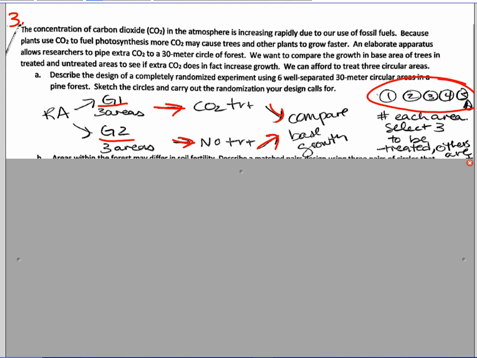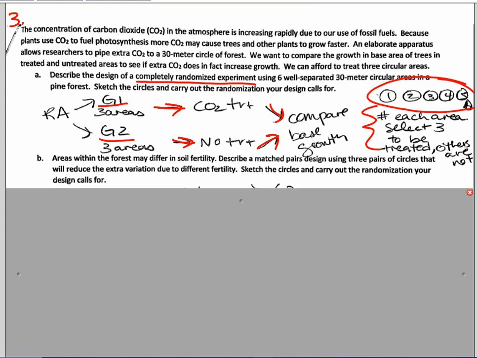Make sense? In order to do that random allocation, I'm going to number each area. Now I'm over here. I'm going to number each area, so 1, 2, 3, 4, 5, 6. And I'm going to select 3 of these numbers, 1 through 6, randomly to be treated, and the remaining 3 are going to be not treated, okay? Again, that's a completely randomized design. Perfectly fine.